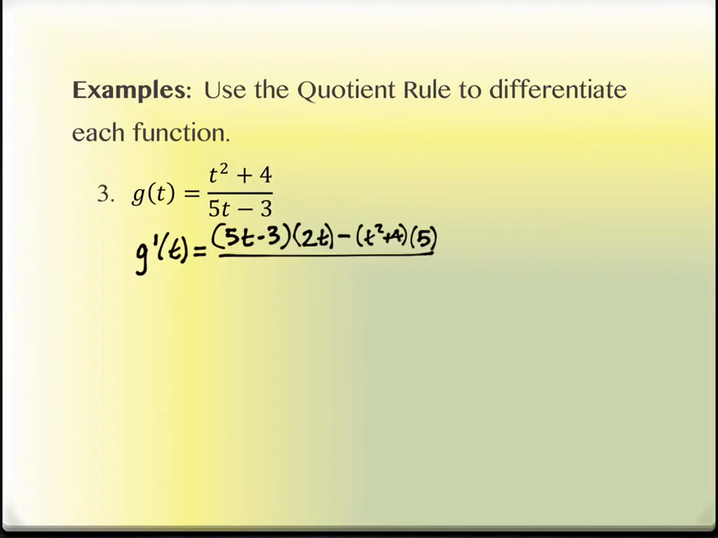All of this needs to be over the denominator, 5t minus 3 squared. Derivative gateway, you stop right there. Won't that be fun? Yeah, but it's even more fun right now because we get to simplify it. So we're going to distribute and clean things up. So my 2t would be multiplied through, so I have 10t squared minus 6t. And my 5 will be distributed through. And there's a negative here, so be careful about that. So it's really like distributing through a negative 5. I have negative 5t squared and negative 20.